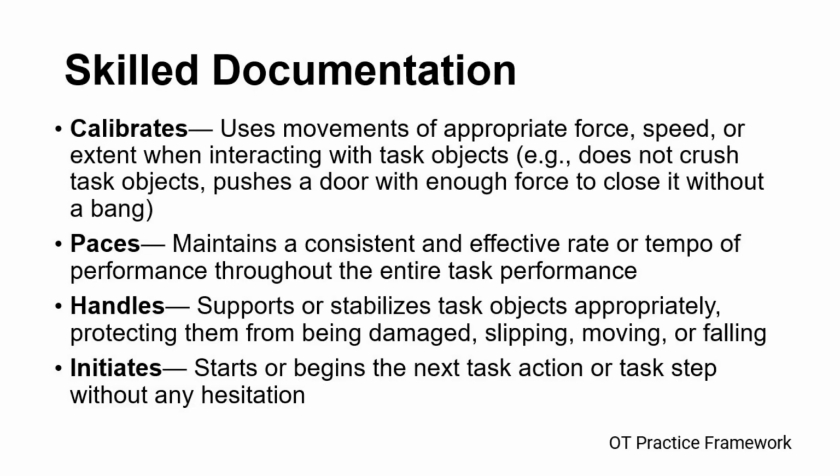First, calibrates: uses movement of appropriate force, speed, or extent while interacting with task objects. Examples include does not crush task objects, pushes a door with enough force to close it without a bang. Paces: maintains a consistent and effective rate or tempo of performance throughout the entire task performance. Handles: supports or stabilizes task objects appropriately, protecting them from being damaged, slipping, moving, or falling.